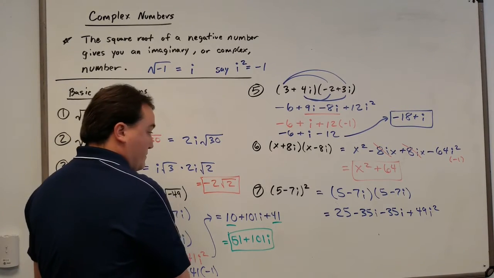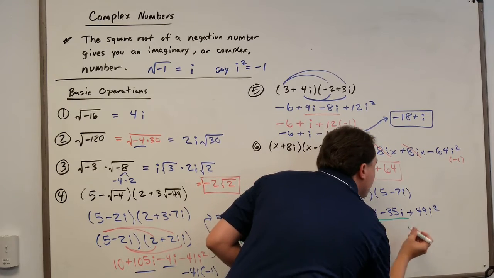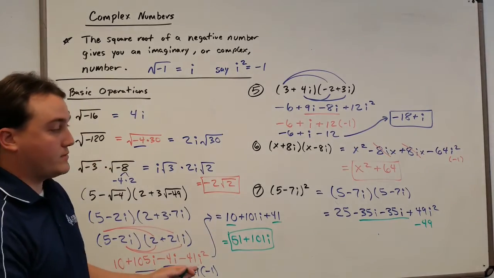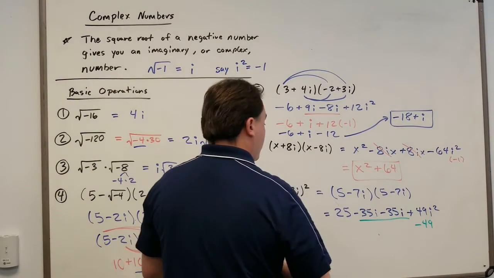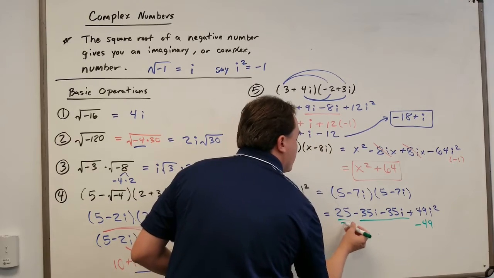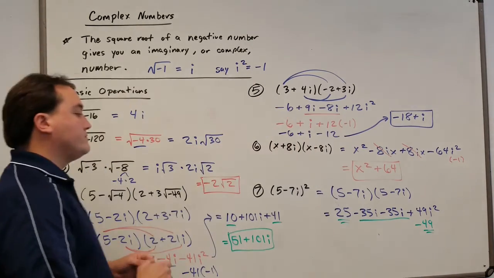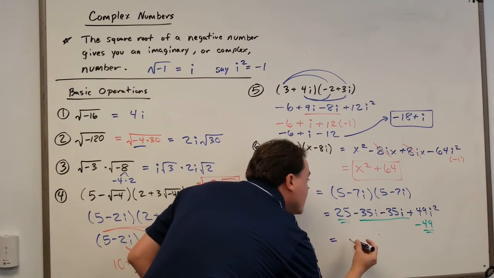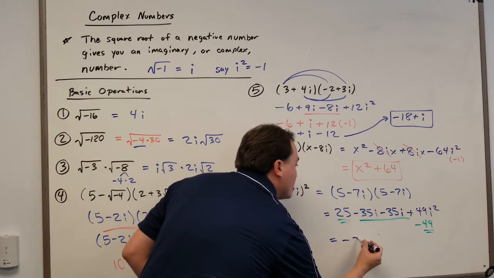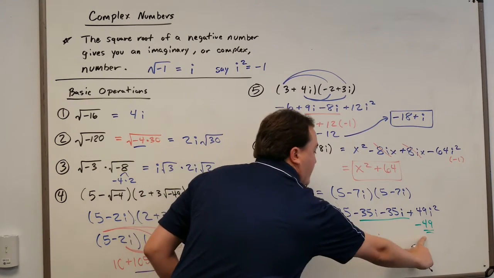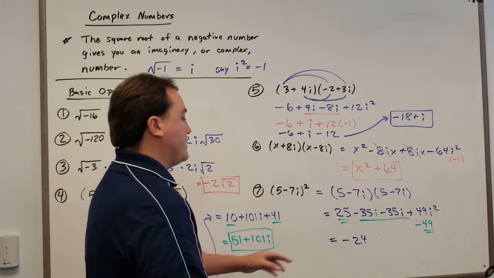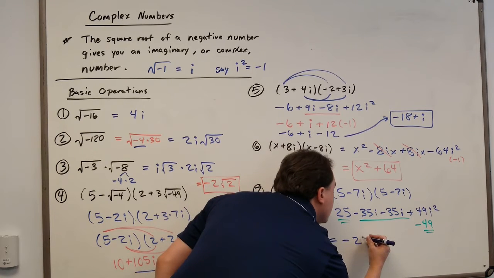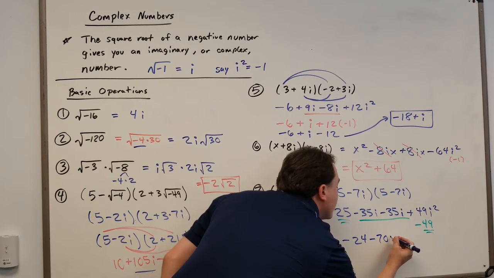We add like terms. That's these two. We can say this is going to be negative 49 because we have 49 times negative 1. And then we'll add these two like terms. So we get negative 24, which is 25 minus 49. And then negative 70i is what those combine to.